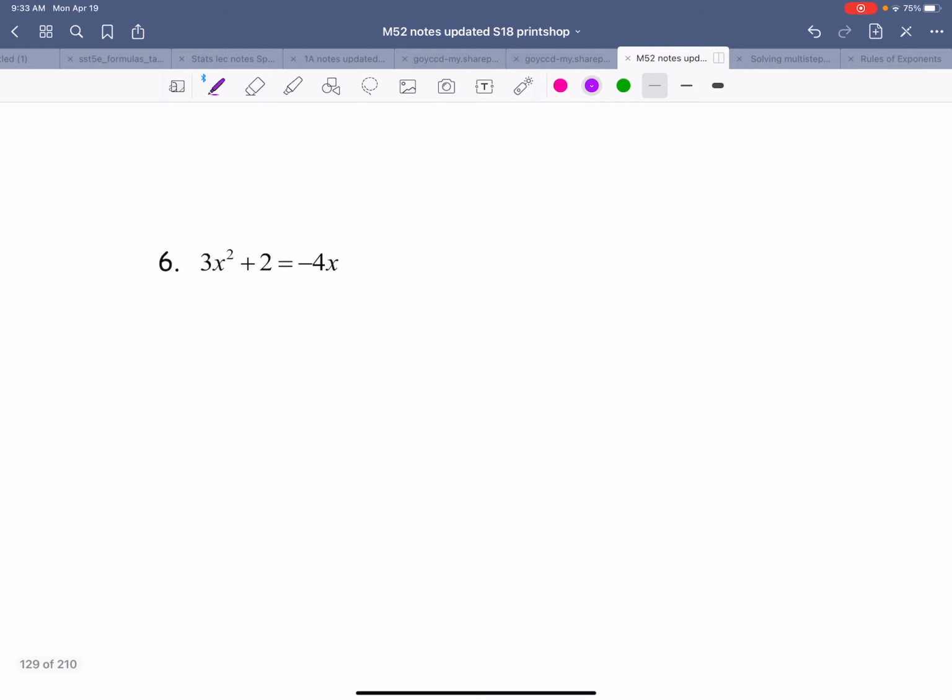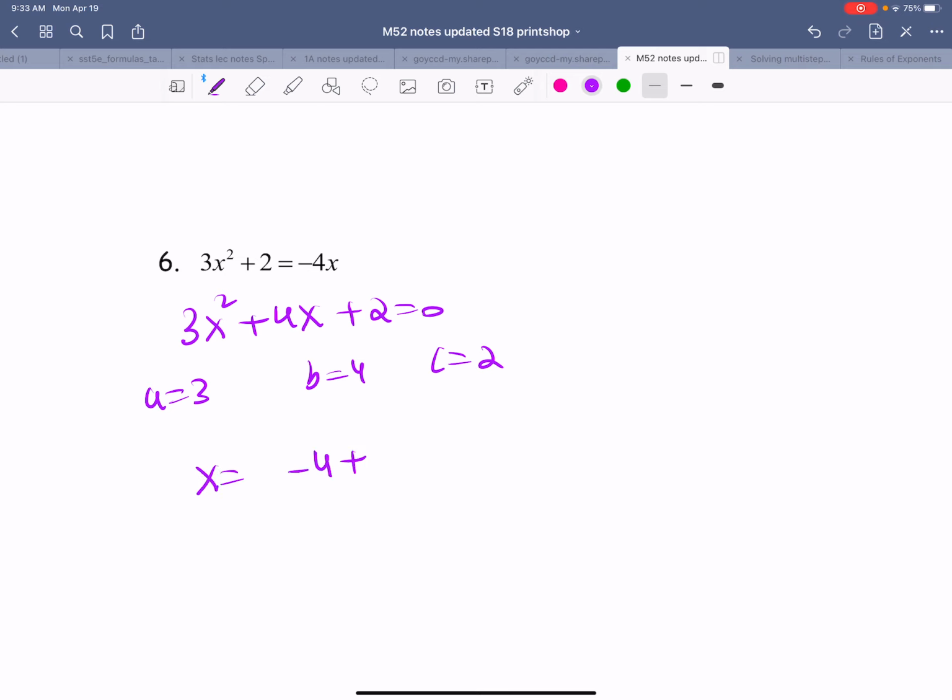Here's the next example, number 6. Let's see. 3x squared plus 2 equals -4x. This is the last example we're doing. 3x squared plus 4x plus 2 equal to 0. A is 3, B is 4, C is 2.